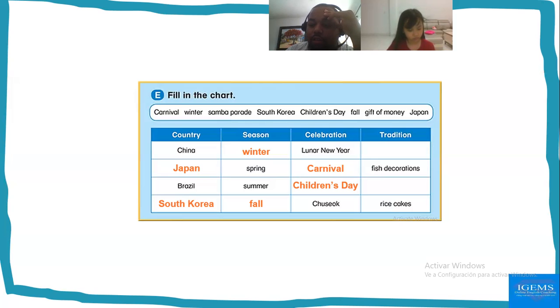What about the traditions? Let me see. What is the Chinese tradition? Can you hear me, Bonnie? Can you say it again? Now we are going to work with the traditions. Let's see the traditions. The first one, what is the Chinese tradition?